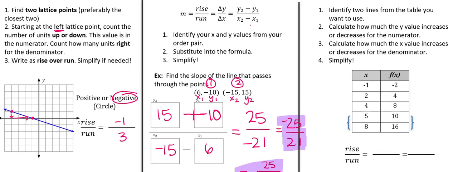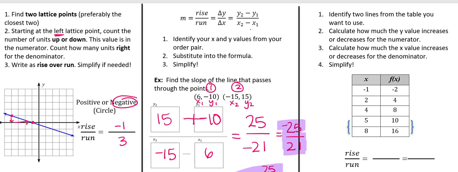All right, last thing that we're doing, we are identifying slope from a table. So identify 2 lines from the table you want to use. In this case, we're using these bottom 2. Calculate how much the y value increases or decreases for the numerator. So from 5 to 8, am I adding or subtracting? I'm adding 3. Sorry, I was supposed to do y first. Let's try that again. So y 10 to 16, I'm adding 6.